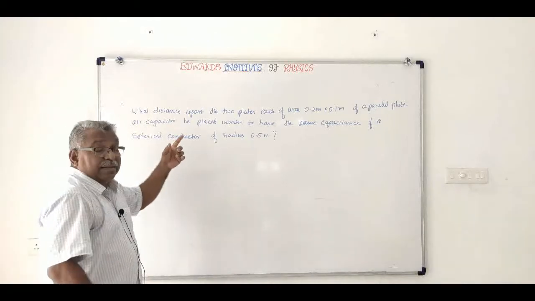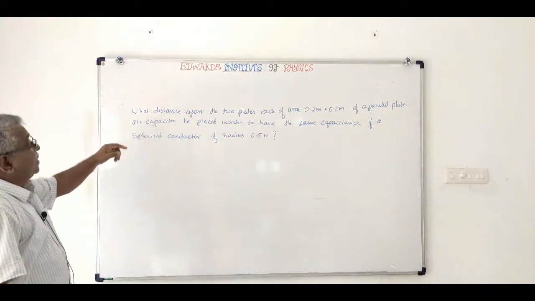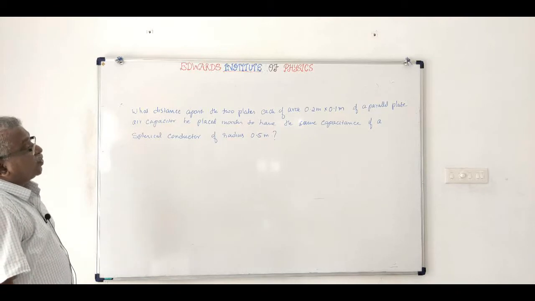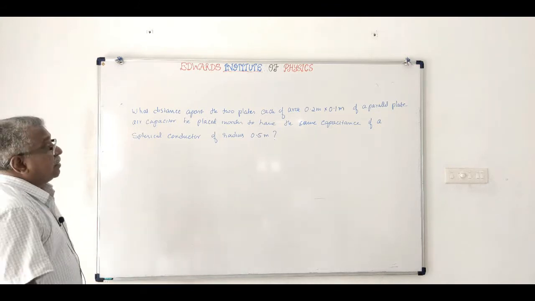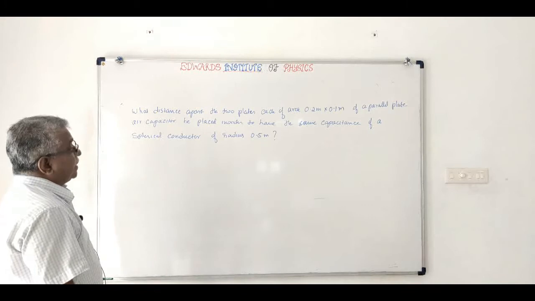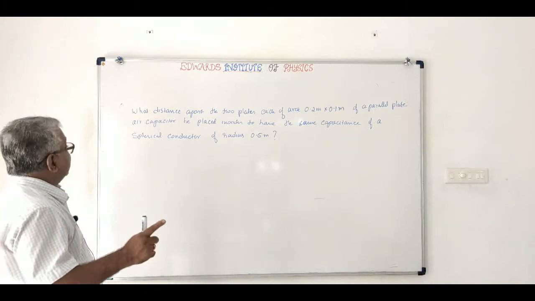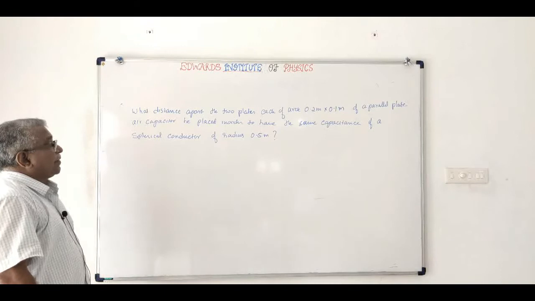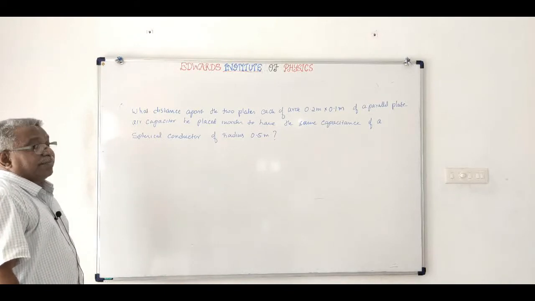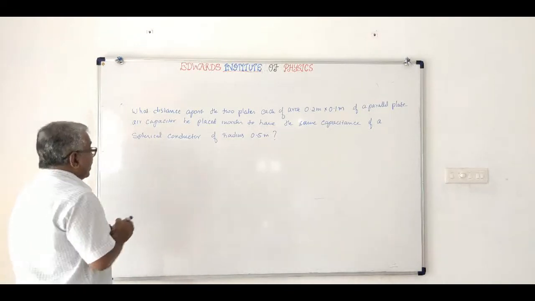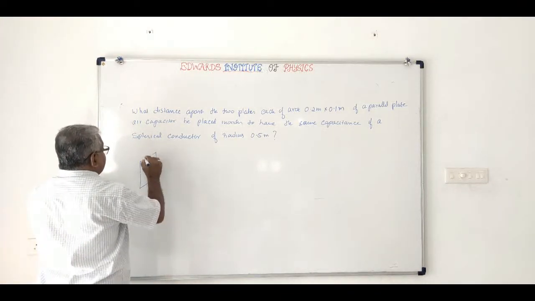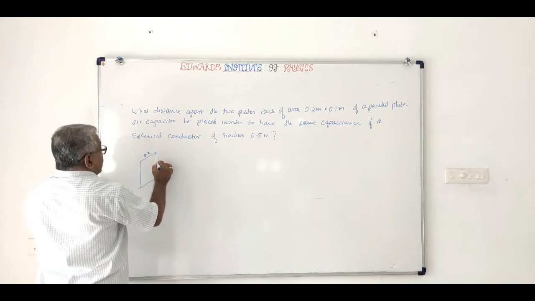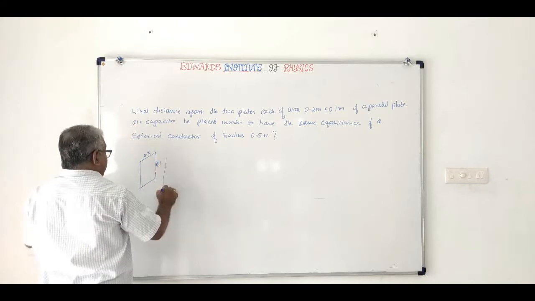Now let us look into another numerical. What distance apart the two plates each of area 0.2 meter into 0.1 meter, that is the dimension of the plate, of a parallel plate capacitor be placed in order to have the same capacitance of a spherical conductor of radius 0.5 meter. The question is this: we are having a parallel plate capacitor. Its dimension of the plate is 0.2 into 0.1 meter. There are two plates like that.